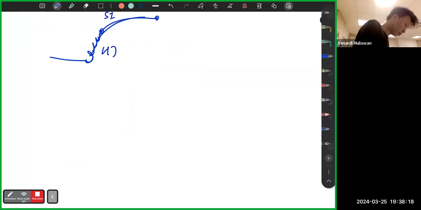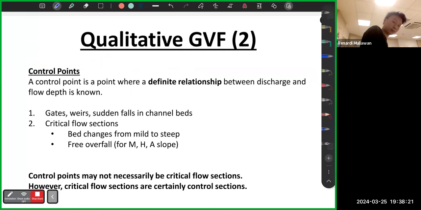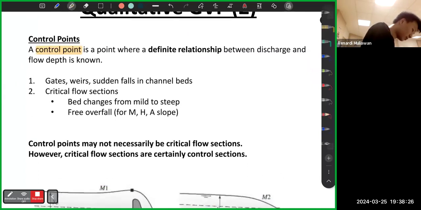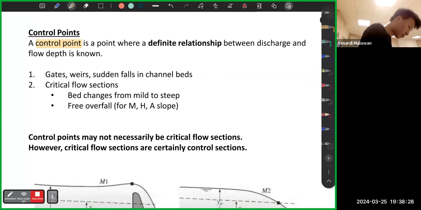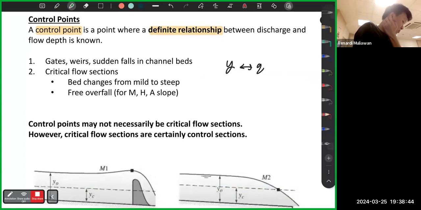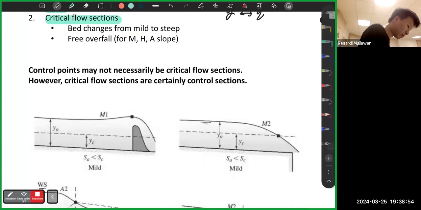Okay, so now that's done. Let's go to here. Okay, so now let's go to control points. So it's a point where there's a definite relationship between discharge and flow depth. So if you know the y, you know the q, and vice versa. So that's what we call a control point. So there are two types: the critical flow sections, or just simply gates. Okay, there are two cases where control points can happen. Let me explain one by one.